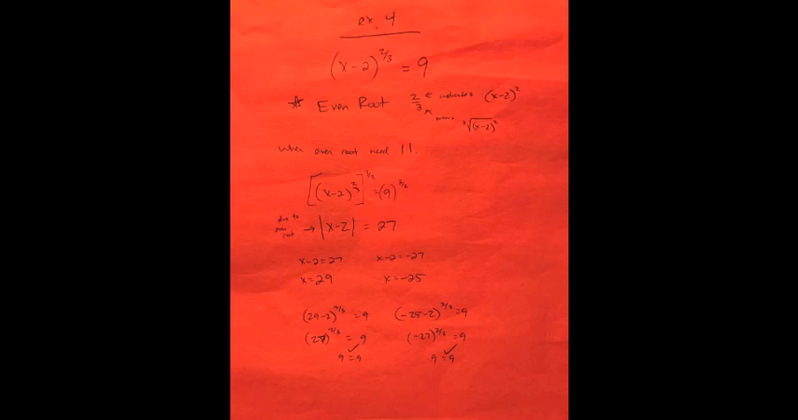So 29 minus 2 is 27, and 27 to the 2/3 power is 9. 9 equals 9, that checks out. Negative 25 minus 2 is negative 27, and negative 27 to the 2/3 power is 9. So again, 9 equals 9, that checks out. So example 4, this problem has 2 solutions, 29 and negative 25. Again, remember, the biggest thing here is when you have an even exponent, you have to make sure you have the absolute value symbols there.